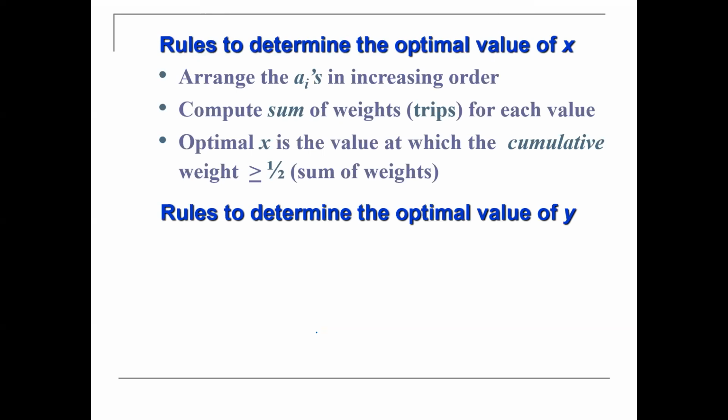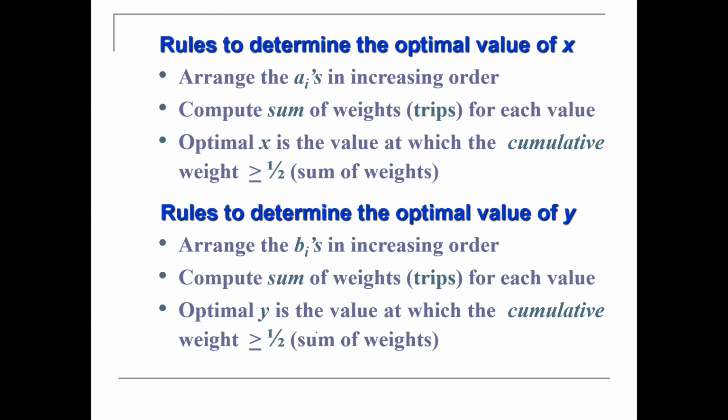The rules to determine the optimal value of Y: we arrange the B_i values in increasing order. We compute the sum of the weights or the trips for each value. And the optimal Y is the value at which the cumulative weight is greater or equal to 1/2 the sum of the weights.